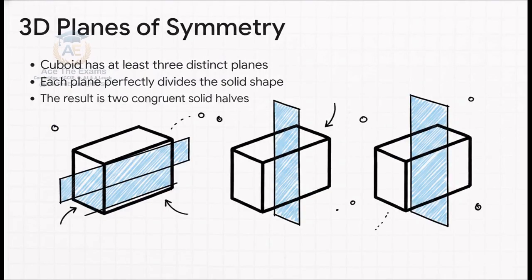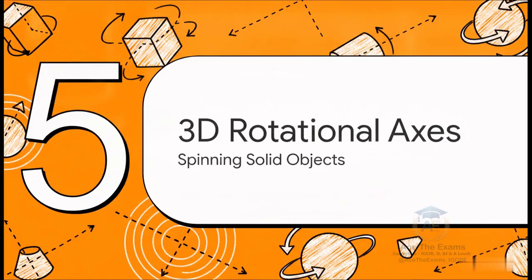Let's use a standard solid cuboid, like a brick or a shoebox, as our example here. A cuboid has at least 3 distinct planes of symmetry. You can slice it horizontally straight through the middle, vertically right down the center, or crosswise. In each of those 3 distinct directions, the plane perfectly divides the solid shape, leaving you with two identical, congruent, solid blocks. Pretty cool, right?